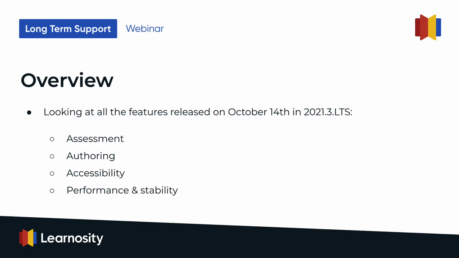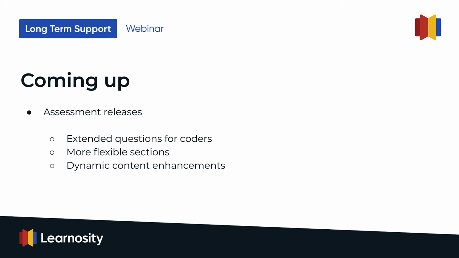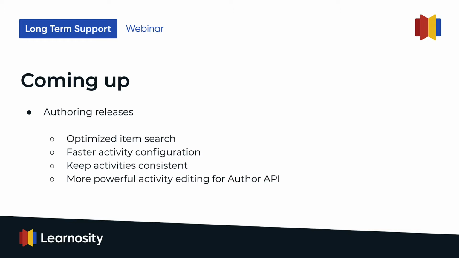So first, let's just briefly run through which features we released on the 14th of October across assessment, authoring, accessibility, and performance and stability. Let's take a look. In assessment, we've extended our essay questions for coders. We've improved the flexibility of our sections in several ways. We'll take a look at that. And we've made some enhancements to dynamic content.